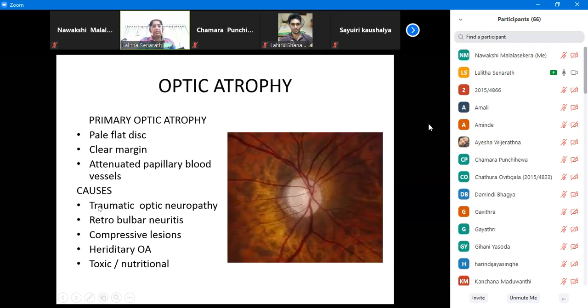attenuated papillary vessels. And the causes are traumatic optic neuropathy, retrobulbar neuritis, compression lesions, hereditary optic atrophy, or toxic or nutritional neuropathy. These are the common causes of primary optic atrophy. You can see a pale disc with very clear margin.